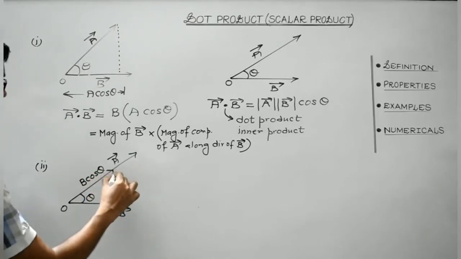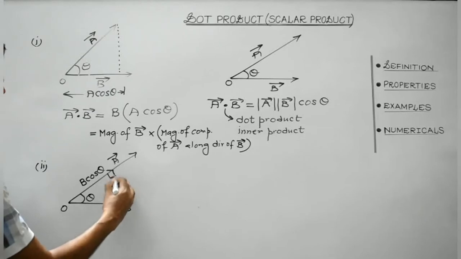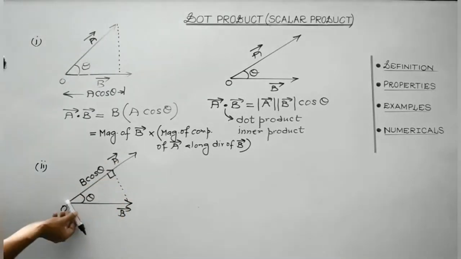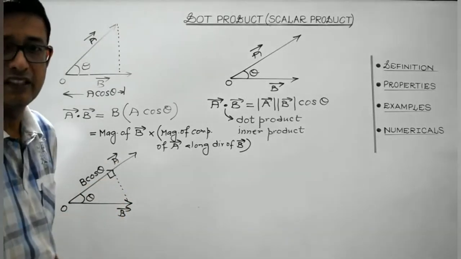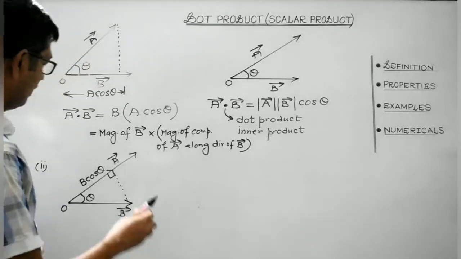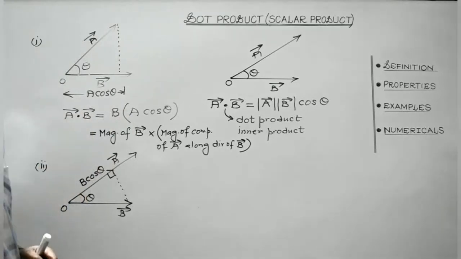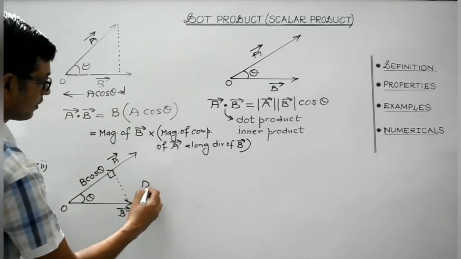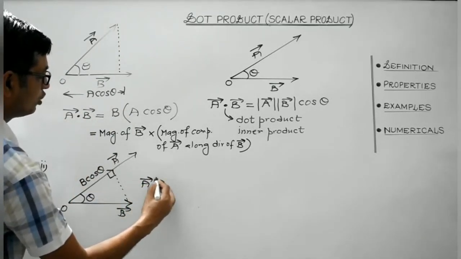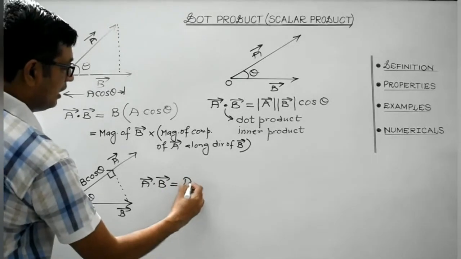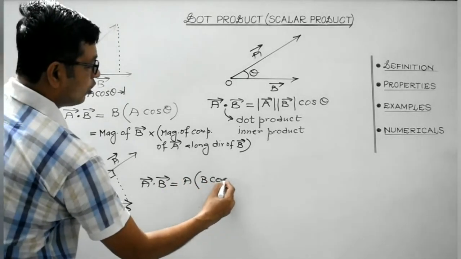If you drop a perpendicular from here, it will be B cos theta, and the other component will be B sin theta. No use of B sin theta, so I am not drawing that component, right? So B cos theta here is the component of B along the direction of A, right? So here, A dot B may also be written as A multiplied by B cos theta.